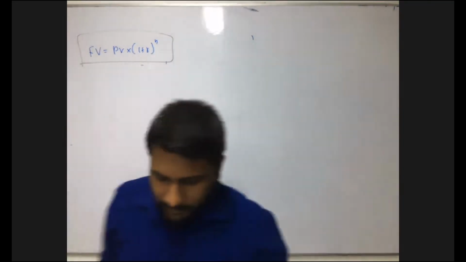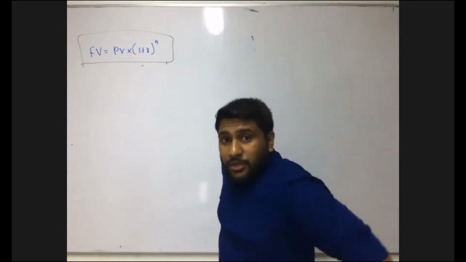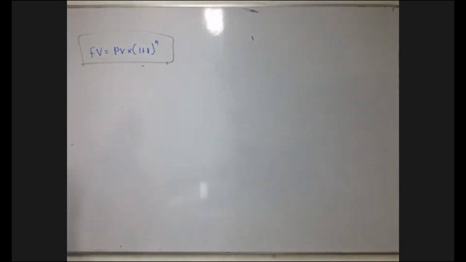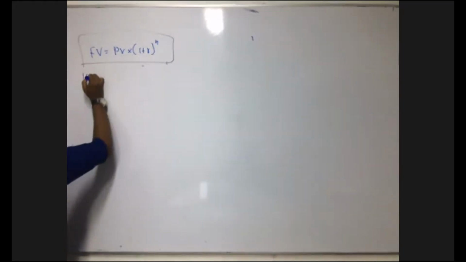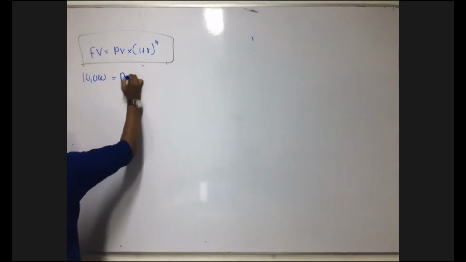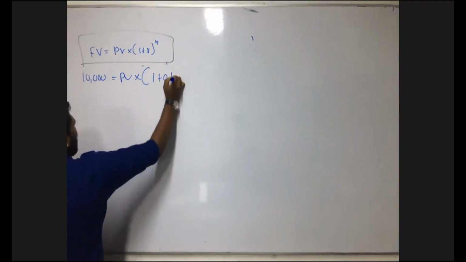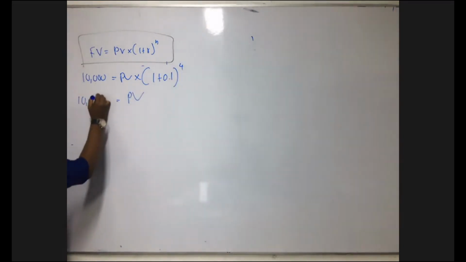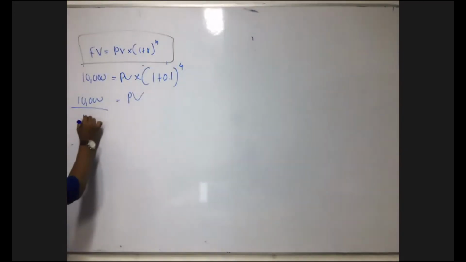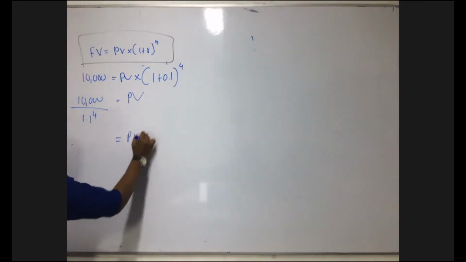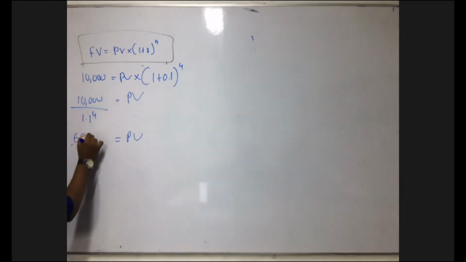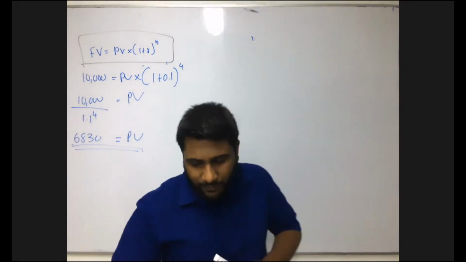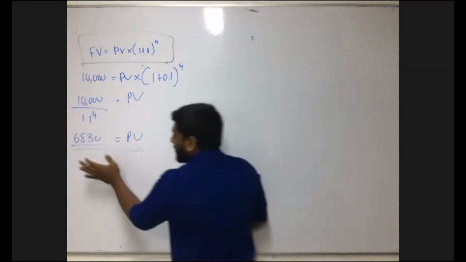Mr. A expects to get 10,000 US dollars in another 4 years' time. The rate is 10%. 10,000 is equal to present value into 1 plus 0.1, after 4 years. Then present value is equal to 10,000 divided by 1.1 to the power 4. Present value is equal to how much? You will get 6,830, to the nearest whole number.